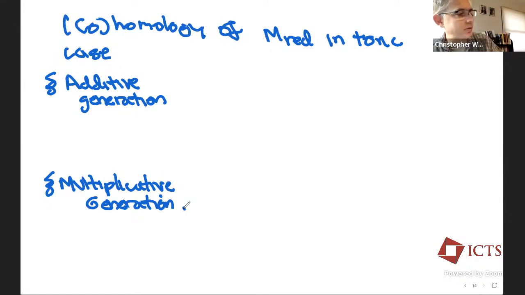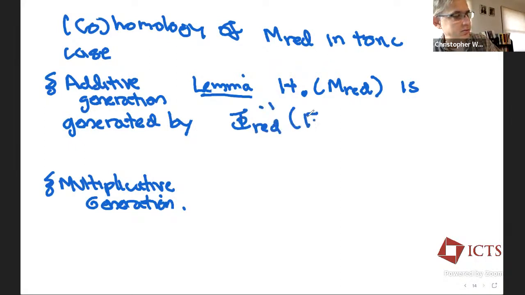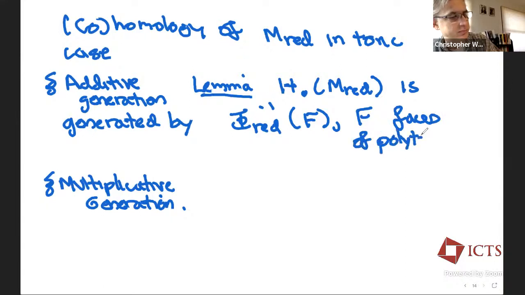Okay, well, the lemma is that the homology in this case is generated by the inverse images of the faces of the polytope. So in the case of CP2, the inverse image of a vertex would be a point, the inverse image of a face would be a CP1, and then the inverse image of the whole polytope would be CP2. So you get a basis by that. Here I'm taking all faces, so there are going to be some linear dependencies between the faces.